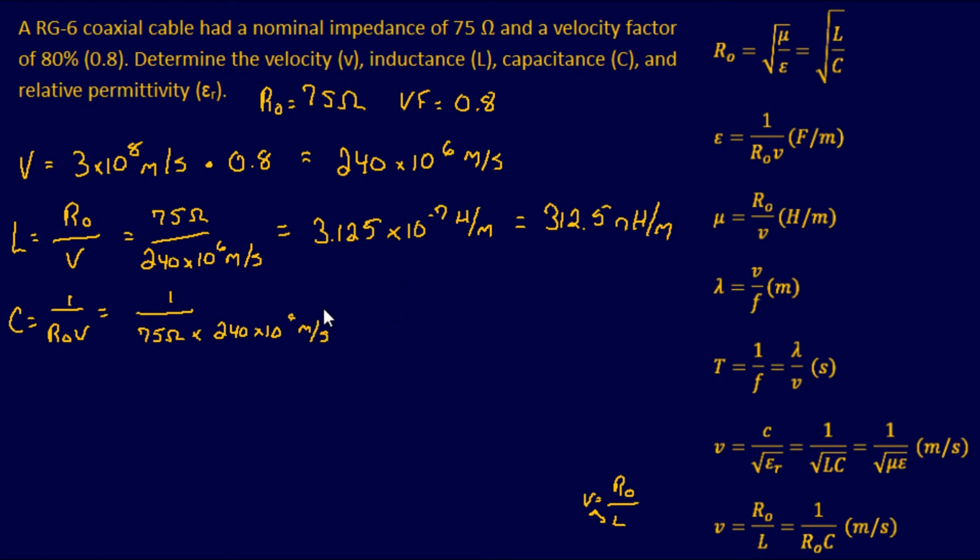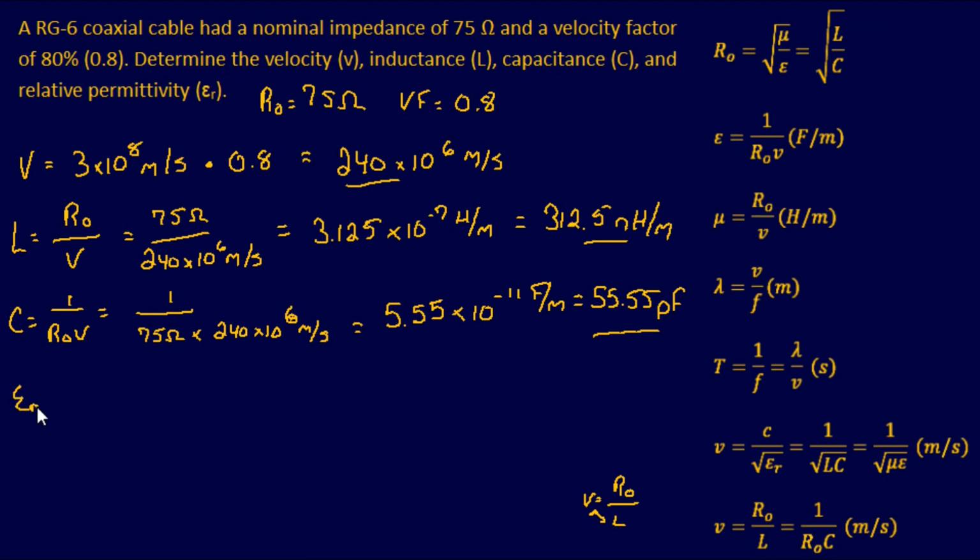I'll try not to write that small. Let's see if we can clean that up. There we go. Alright, plug and chug that in our calculator. It's going to give an answer of 5.55 times 10 to the negative 11 farads per meter. And if I put that in engineering notation, we probably put that in pico. 55.55 picofarads. And the last one, relative permittivity.